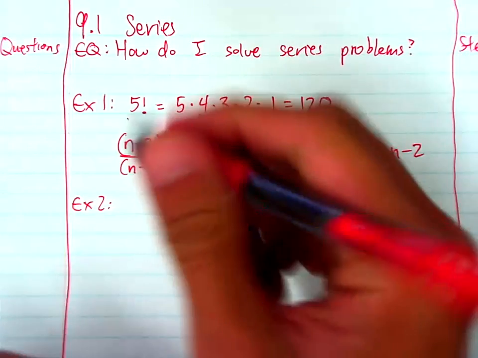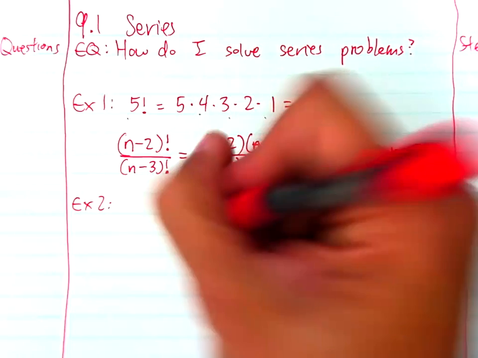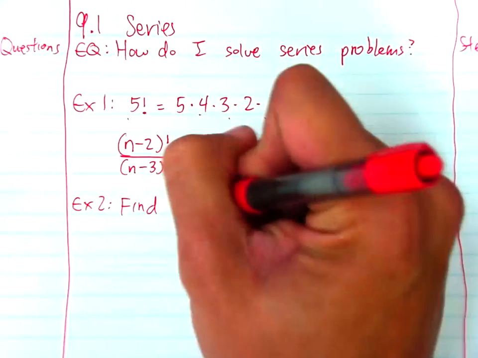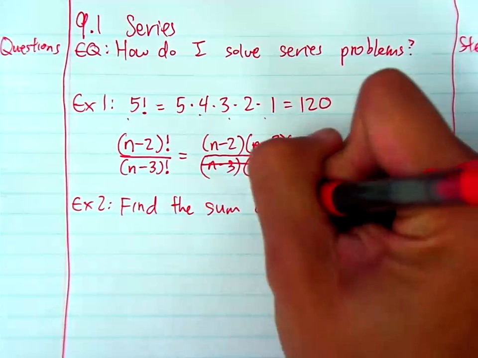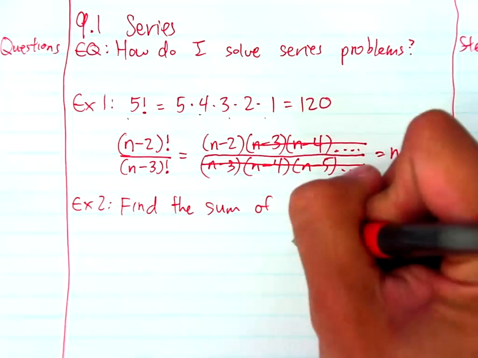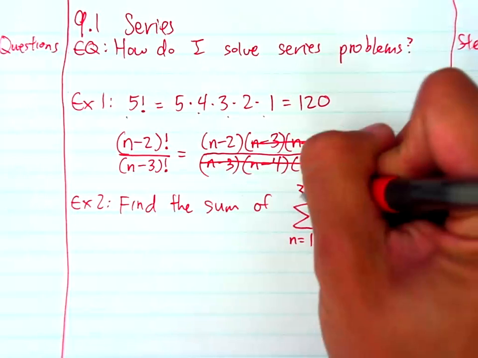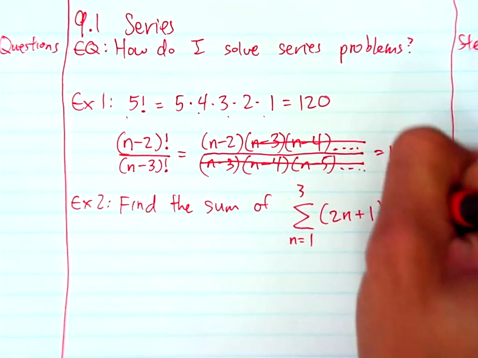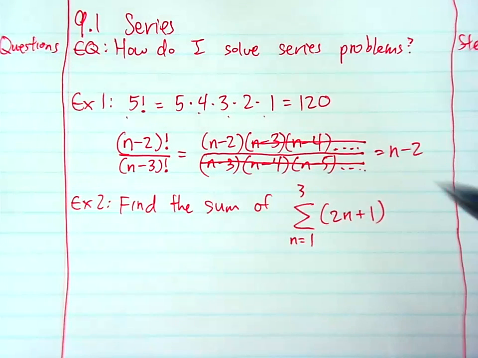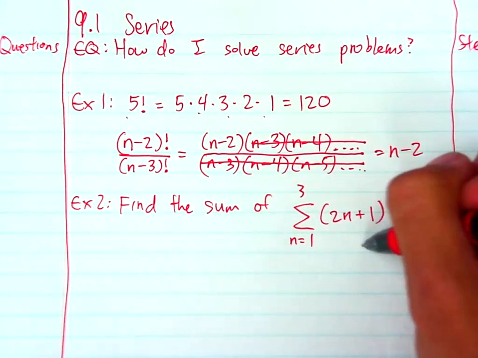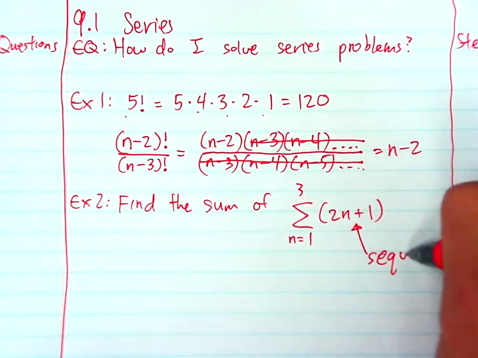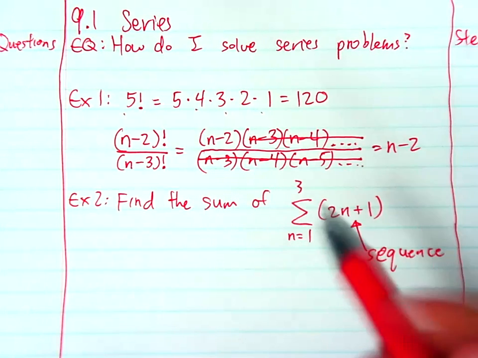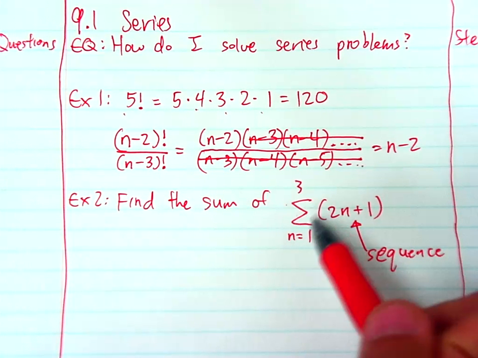Okay, the next thing we'll do is an actual series. So we have to find the sum of sigma from 1 to 3 of 2n plus 1. Okay, you have to understand that this is the sequence. The 2n plus 1 is the sequence. The sigma notation, this actually just means the sum.